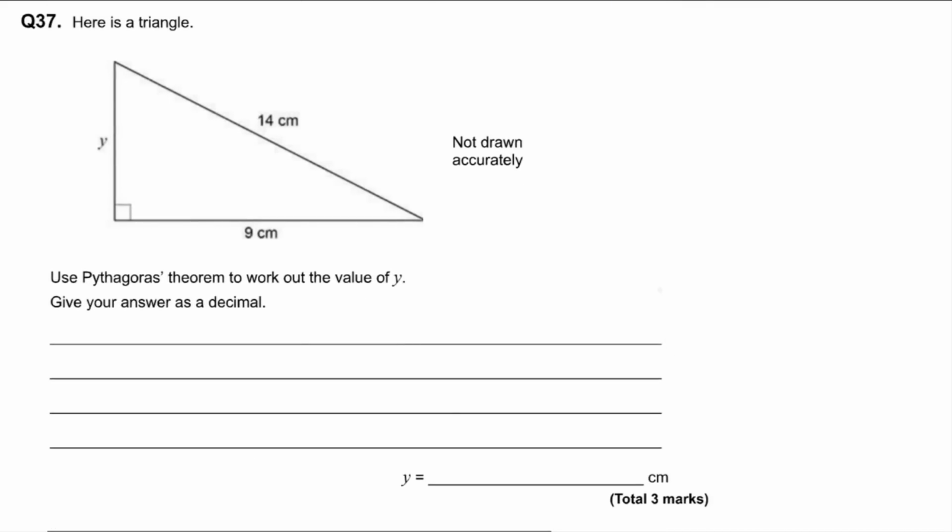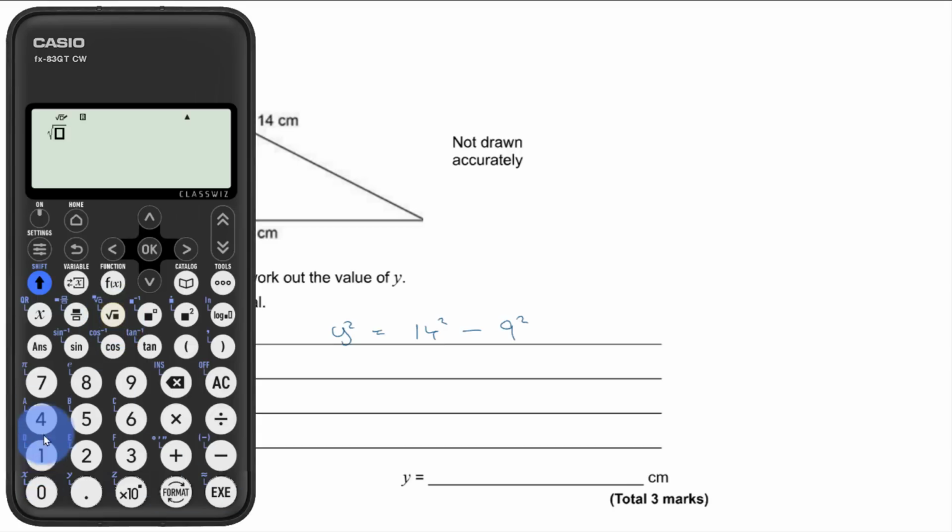Right, and then question 37. This time y is the shorter side, so if I'm going to use Pythagoras' theorem here, y squared is going to be the larger side, the 14 squared, the hypotenuse squared, minus the other one squared. If you're looking for the long side, you square and add and square root. If you're looking for the shorter one, you square and subtract and square root. I can type that in all in one go on my calculator. Hit the root key, type in 14 squared, press minus, type in 9 squared. If you put them the wrong way around, 9 squared minus 14 squared, your calculator is going to give you an error. It has to be the big one first.